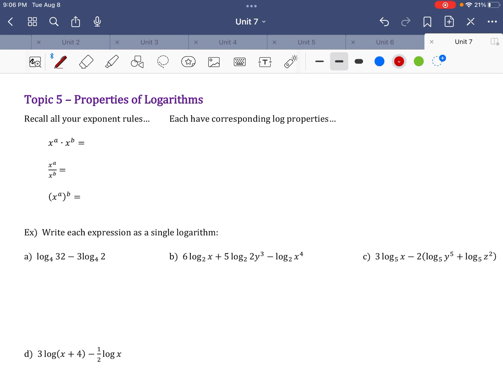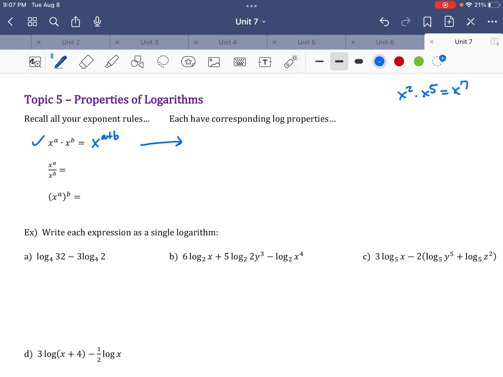All right, properties of logarithms. So logarithms have properties just like exponents have properties. So I need you to remember your exponent rules so that you can know your log properties. So when you have your first rule of exponents, when you multiply things with the same base, if you remember, you add the exponents, right? Like if you had, for example, x squared times x to the fifth, you get x to the seventh, okay?